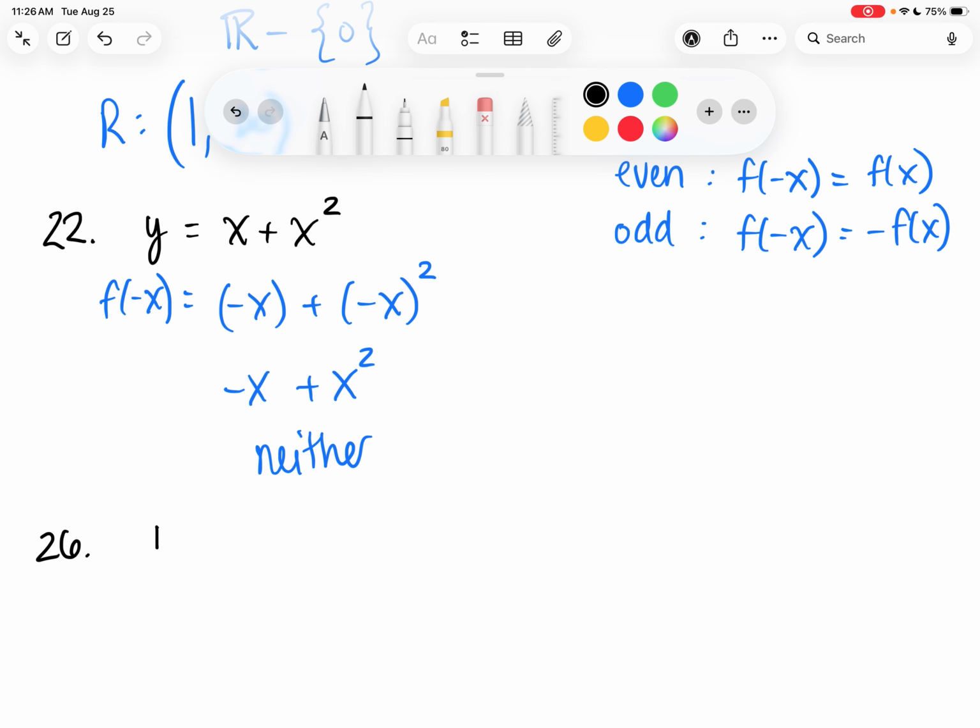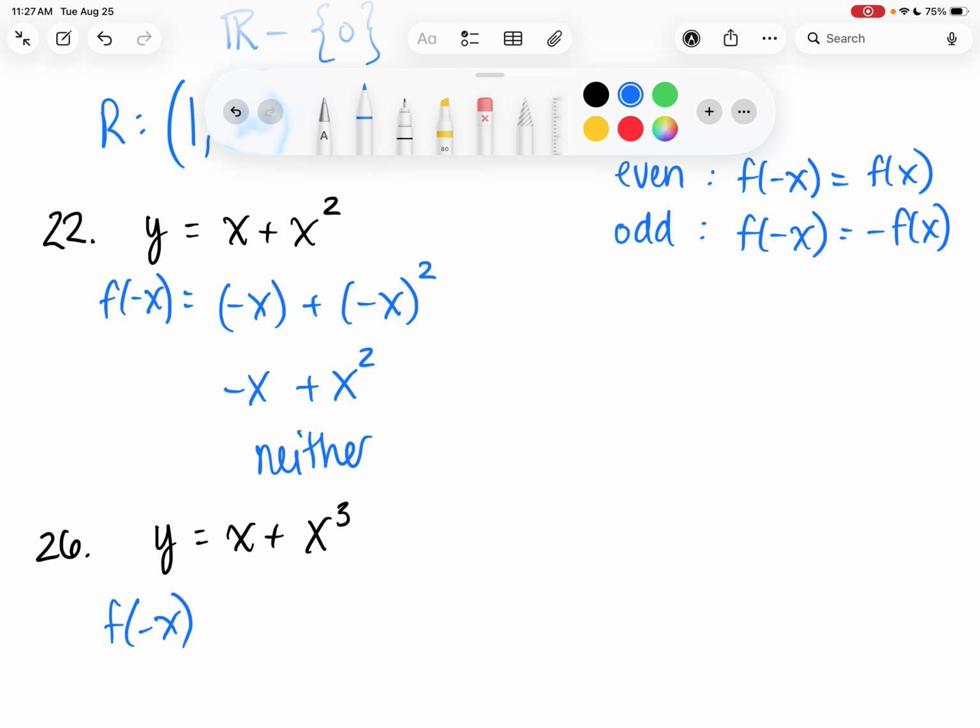Problem 26, y equals x plus x cubed. I'm going to do the same thing. Now, this one, I would hope you can look at and say, hey, this one's clearly odd. That's what the book wants you to be able to do. I'm just writing it out so that we can see why.